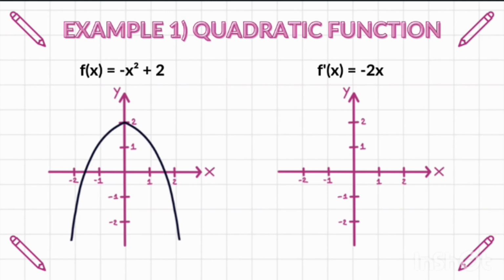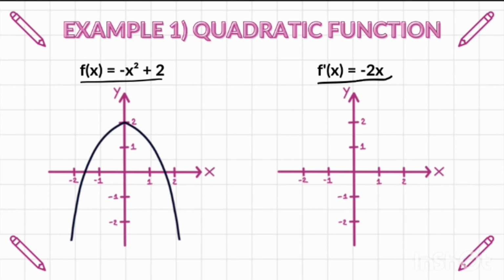The parent function of this graph is minus x squared plus 2. The derivative of minus x squared plus 2 is minus 2x. Therefore, the derivative is a linear function. So the derivative has a slope of minus 2. However, we need to analyze the parent function's slope, as the derivative gives the slope at any point x.